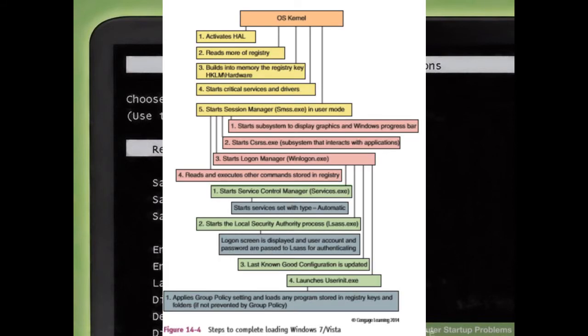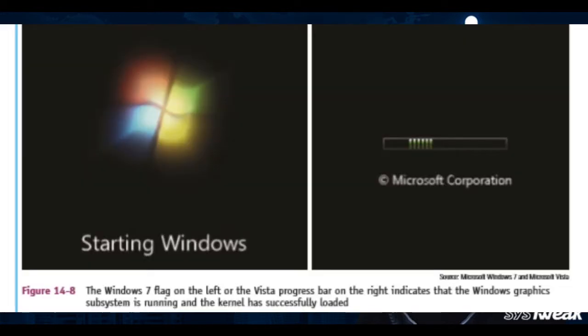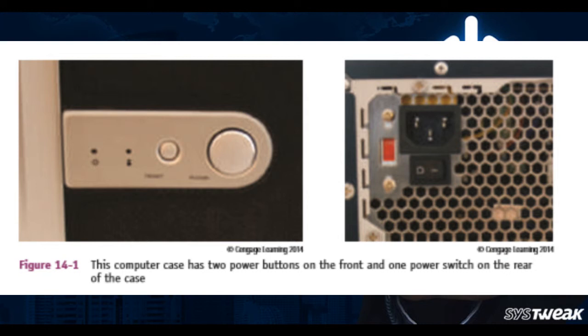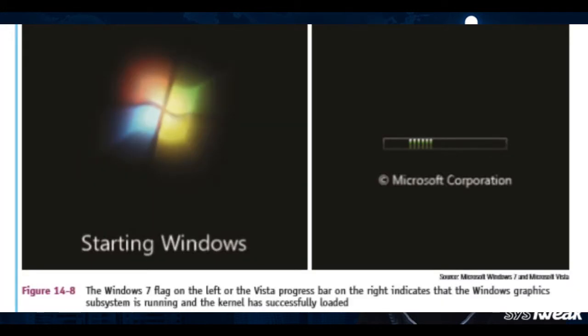6. The session manager, smss.exe, does the following: A. It starts the part of the Win32 subsystem that displays graphics, and the Windows 7 flag or the Vista progress bar is displayed. See Figure 14.8. When you see the flag or progress bar, you know the Windows kernel has loaded successfully. B. smss.exe then starts the Client Server Runtime Subsystem, csrss.exe, which also runs in user mode. csrss.exe is the Win32 subsystem component that interacts with applications.